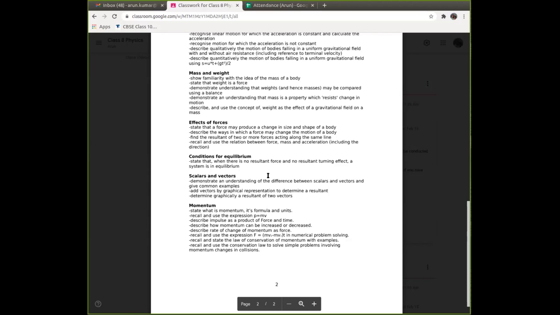So you have to think, okay, can a force change the motion of a body? Oh yes, it can. What can it do? It can accelerate it, it can decelerate it, it can make it change the direction of motion. So these are the factors that I am aware of.